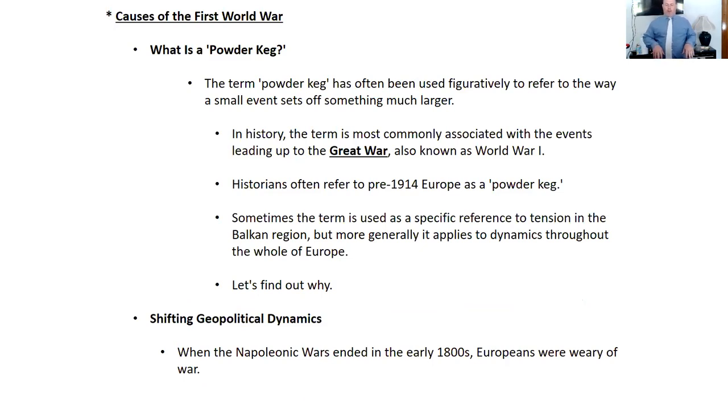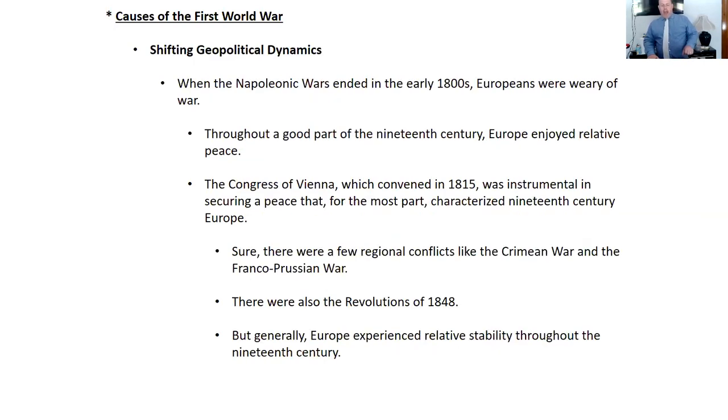Historians often refer to pre-1914 Europe as a powder keg. Sometimes the term is used as a specific reference to tension in the Balkan region, just north of Greece, but more generally it applies to dynamics throughout the whole of Europe. Let's find out why. When the Napoleonic Wars ended in the early 1800s, Europeans were weary of war. And throughout a good part of the 19th century, Europe enjoyed relative peace as a result.